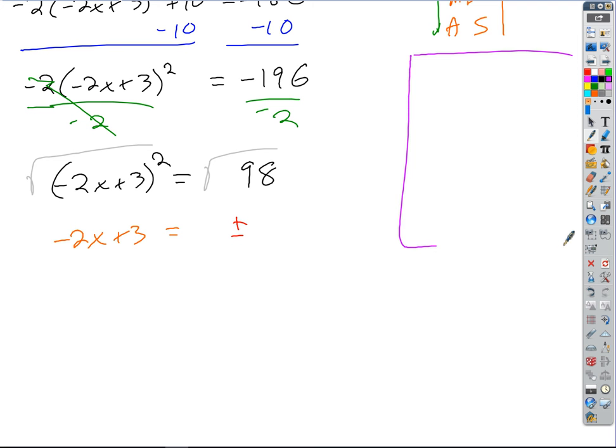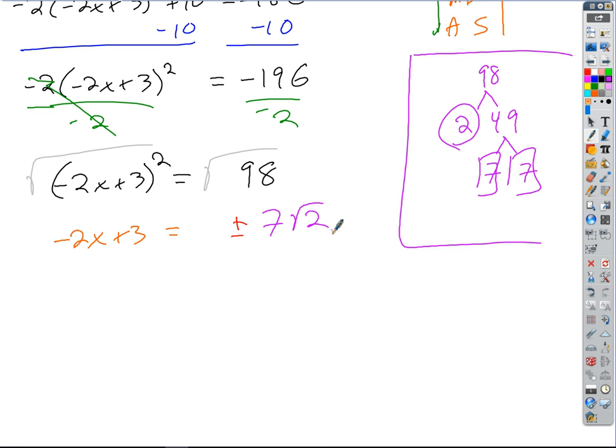Let's take a second and just do that. So if I break 98 down into its factors, what do I get? Okay, so I get 2 and 49. 49's looking good, right? 49's just a perfect square. That's just 7 squared. So we got a couple of 7s, single 2. So this looks like 7 radical 2, right? Okay. All right, so now what?